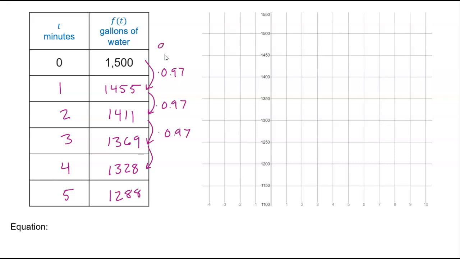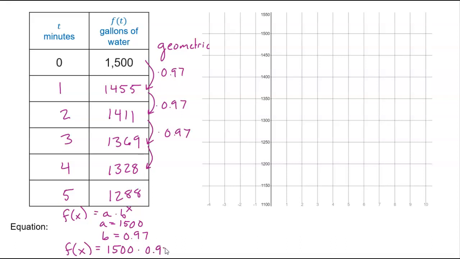We can write an equation. We know this is geometric, right? We're multiplying each time. So our format is going to be a times b to the x. A is our value at 0, right here. And then b is our common ratio, which we decided was 1 minus 0.03, which is 0.97. So overall, our equation is 1500 times 0.97 to the x.